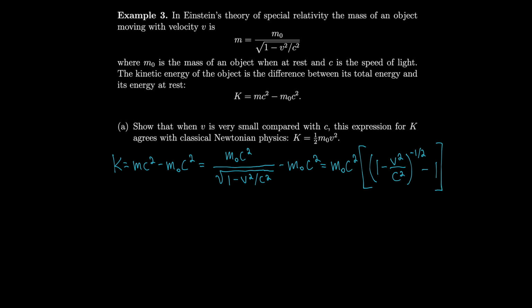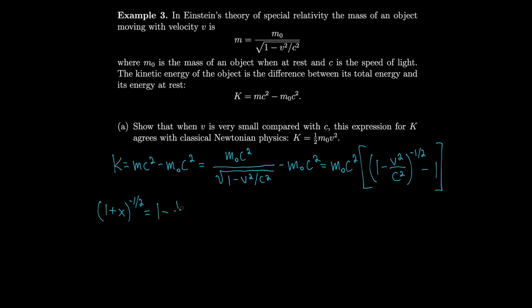Okay, so it looks like this thing is the mess that we have to get rid of to somehow show that this will agree with this. So we should probably approximate this using a binomial series. So we'll use the binomial series 1 plus x to the minus 1/2, and we'll just replace x with minus v squared over c squared. So let's write out the binomial series for 1 plus x to the minus 1/2.